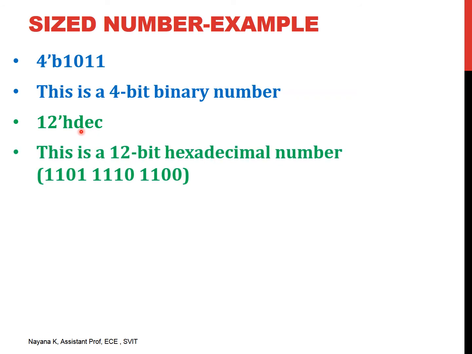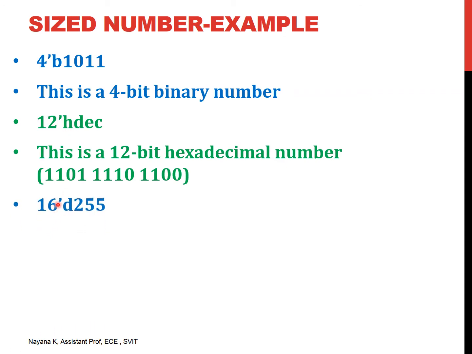Each character here, D, gets represented in a 4-bit format. So D is 1101, E is 1110, C is 1100. So it is totally a 12-bit number that we write here. So this number basically talks about the total number of bits irrespective of the base format.